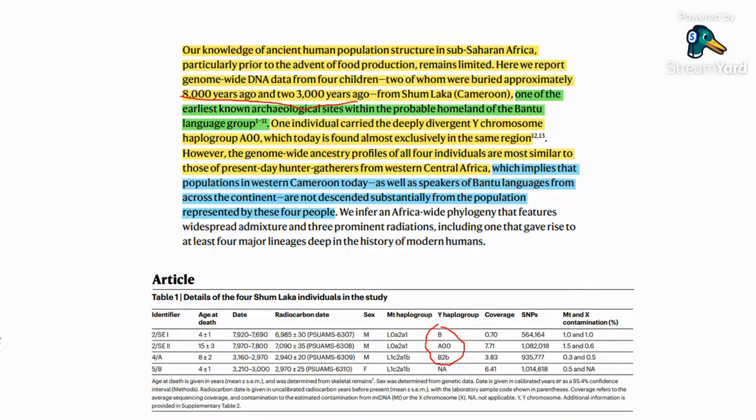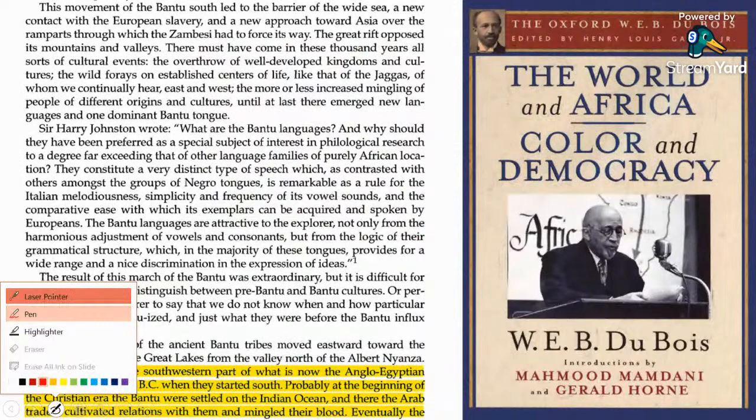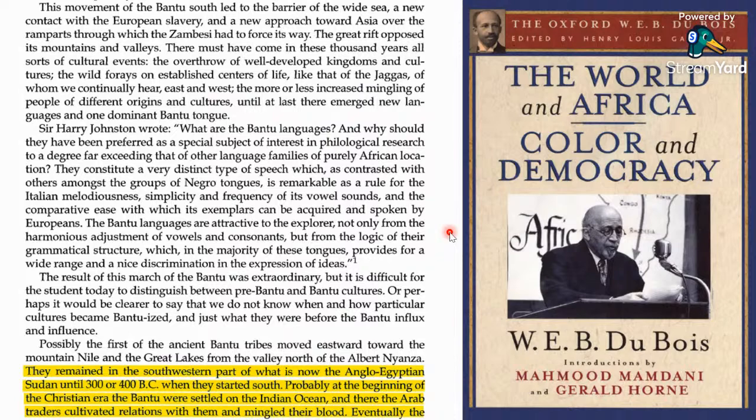So let's continue. So now we're about to wrap it up again by showing once more that the Bantus were not the ancient inhabitants of West Africa, not even of East Africa. If I need to, once I wrap this up, I can show the migration of people with E1b1b into East Africa from places like Yemen. But let me read this source right here.